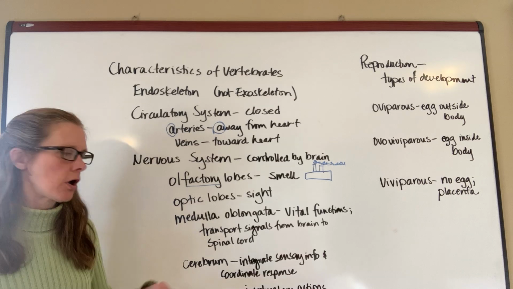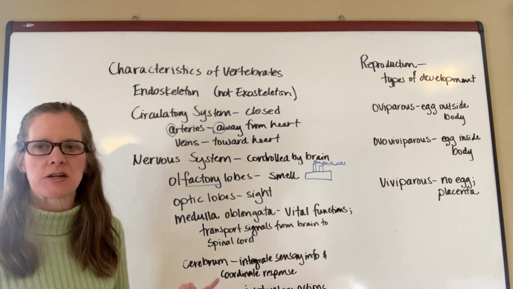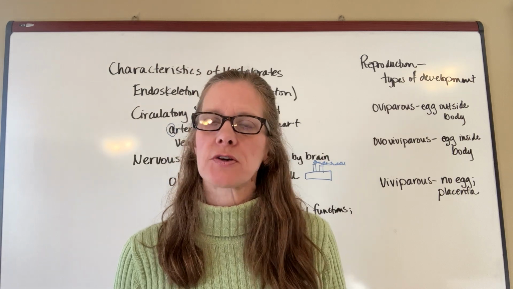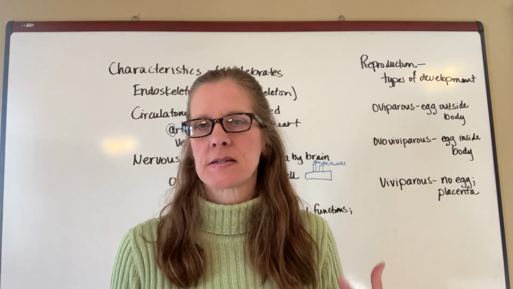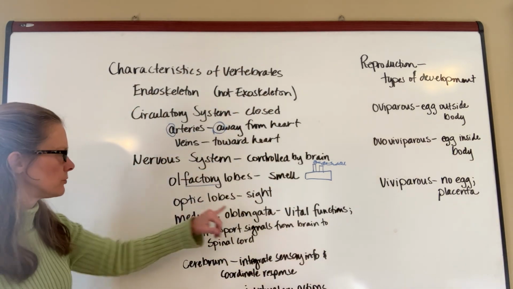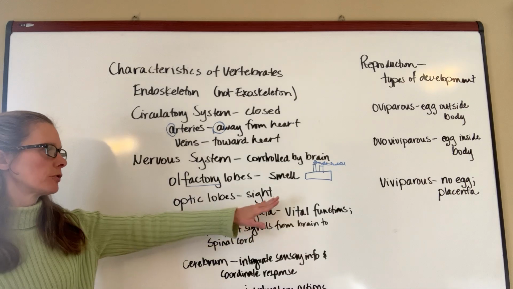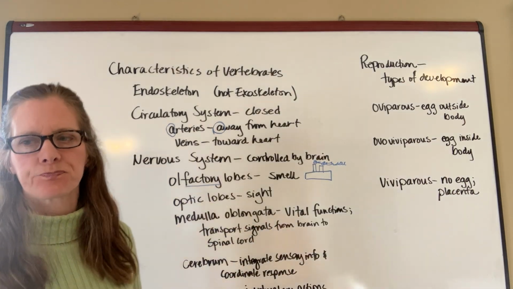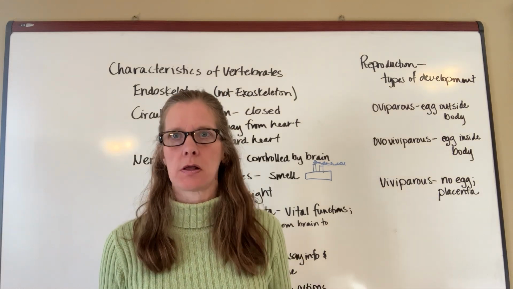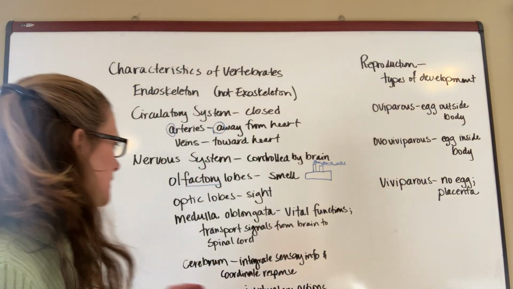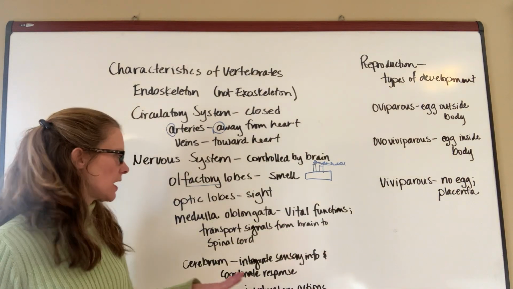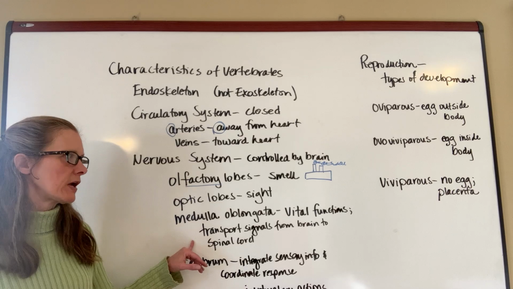Optic lobes are the part that controls our sight. So if you've ever been to an optometrist before to have your eyes checked or to get glasses, those 2 words are going to help you remember that the optic lobes control the sight. The medulla oblongata, and that is a very, very long term there, controls all of our vital functions and transports signals from the brain to our spinal cord.